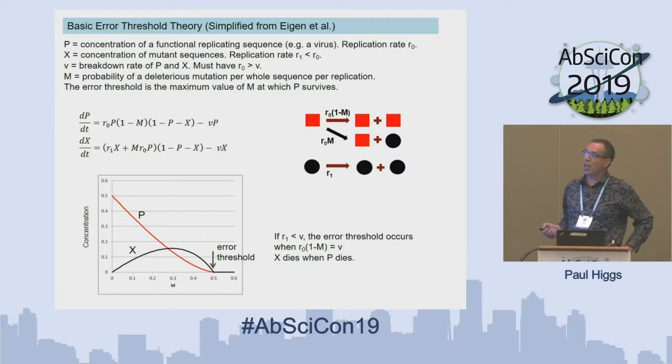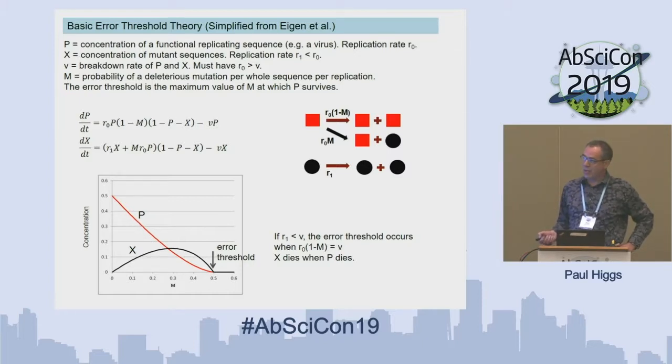And then there's a mutation probability, M, which is the probability of a deleterious mutation somewhere in the sequence per replication. It turns out that there is a maximum error rate that can be sustained. That's called the error threshold. So the red ones survive if the error rate is less than the maximum M, which is called the error threshold. This is a very simple theory, a 5-minute theory, and what comes out of it is this: if the replication is perfect, so M is 0, then I get all red ones. As I turn up the mutation rate, the red ones go down and down, and there's an error threshold here, which is the maximum sustainable error rate.